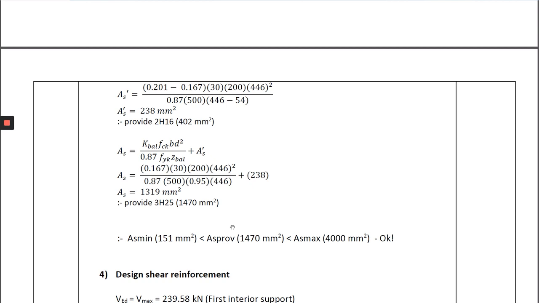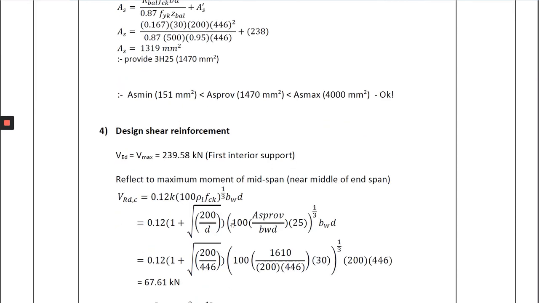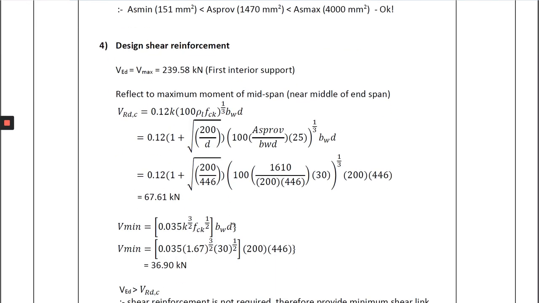Okay, As minimum and As maximum. Design the shear force as usual. We have to determine your VEd equal to Vmax, from the first interior support, and then you have to calculate VRd,c and also Vmin. You have to compare which one is the bigger value.